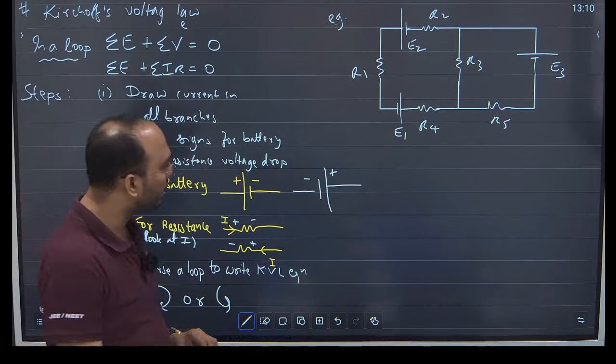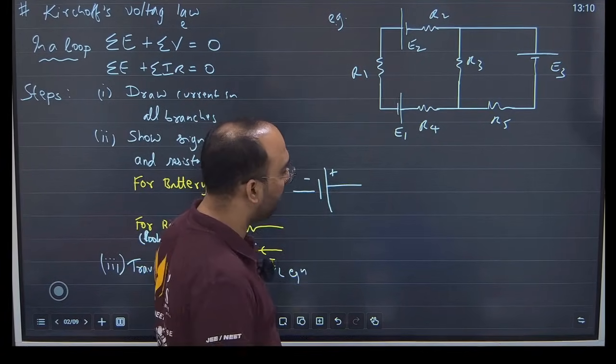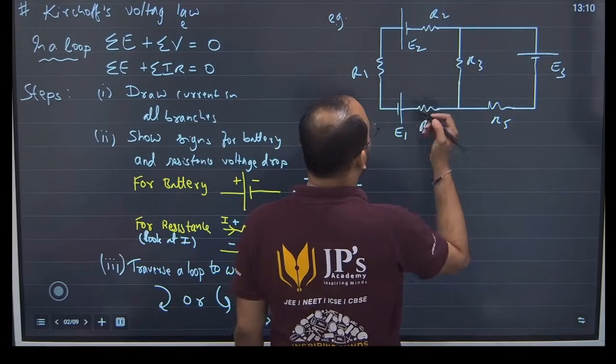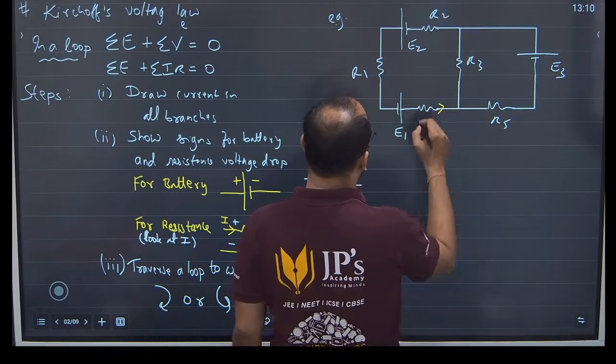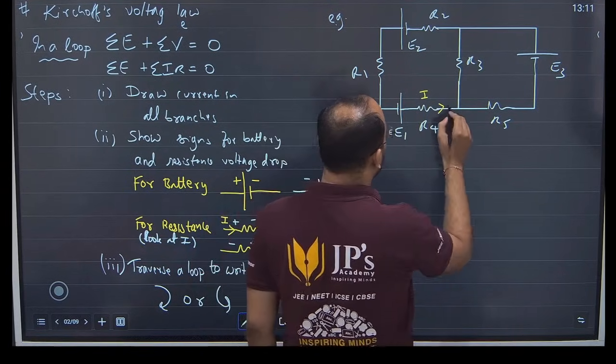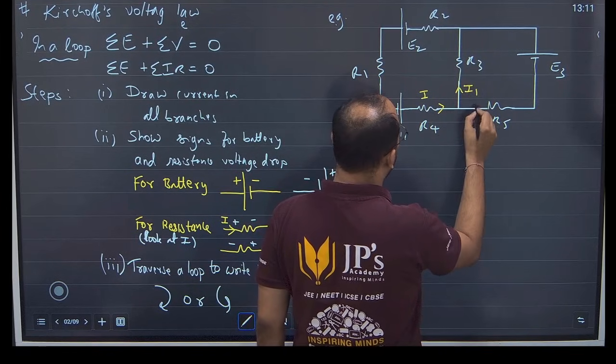The first step is to make the currents. Draw the current. In this circuit, I have not given you the current, so you can assume it. Let's say I assume there's a current which starts from here. Let's call it I, and then it splits into two parts. Incoming current is I, and it splits into I1 and I2.